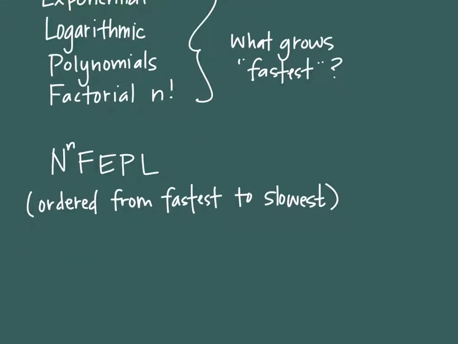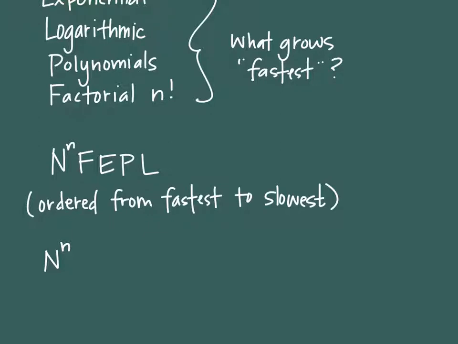So it goes: any function where its base and its power are both variable, so n to the n. This is a special kind of exponential function where the base is some kind of function and the exponent is some kind of function, where they're both variables. That is going to grow the fastest of all the functions. It'll have the steepest slope.